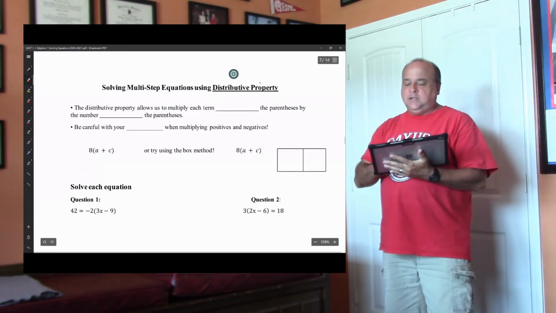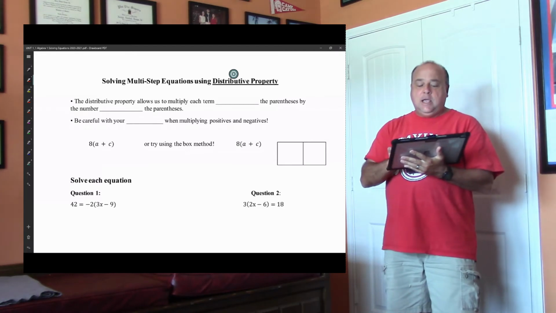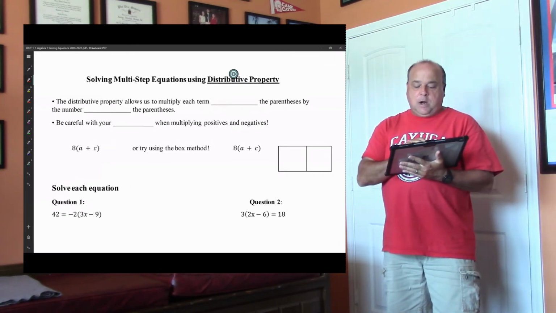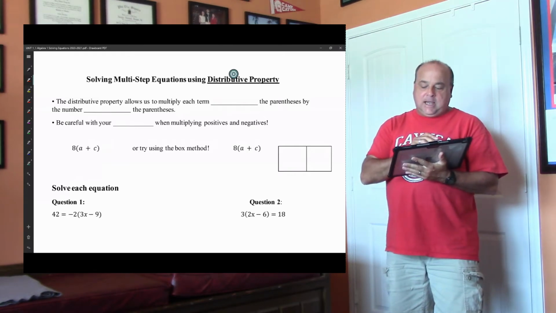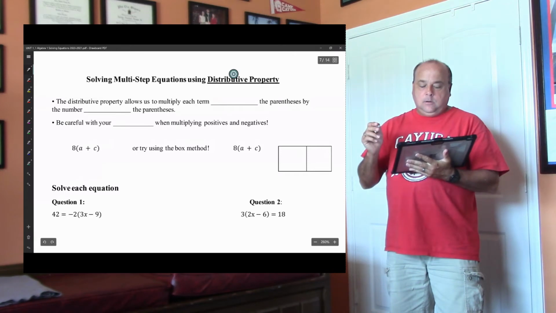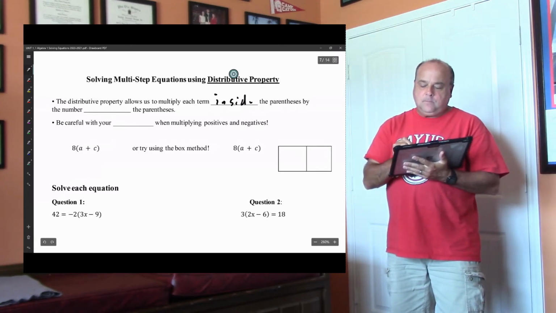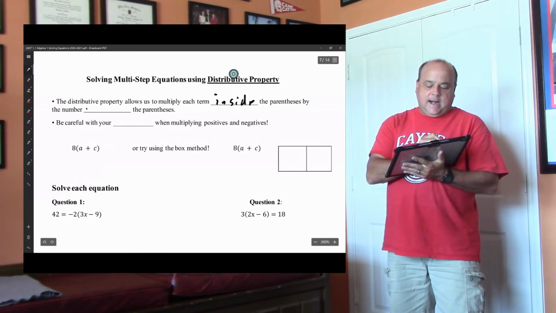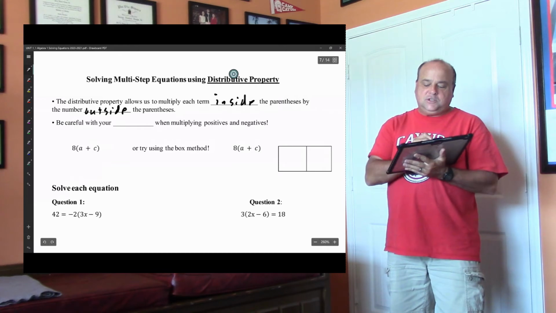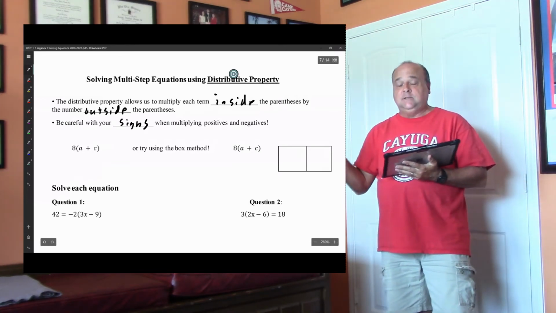Okay, so today we're going to solve multi-step equations using distributive property, and you should see the notes now to the side. The distributive property allows us to multiply each term inside the parentheses by the number outside the parentheses. Be careful with your signs when multiplying positives and negatives.